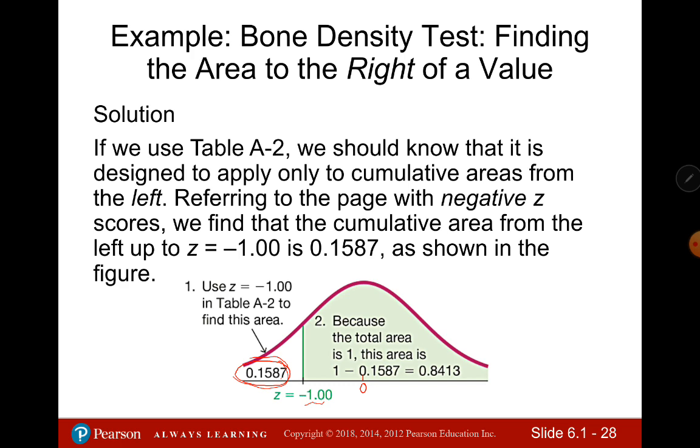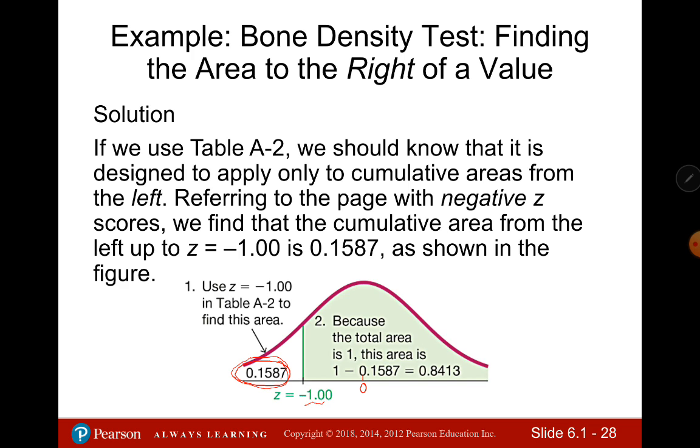After that, we should ask ourselves a question: is that area the part we are interested in? Check the curve, check the graph here. We are actually interested in the area to the right, but this time the area we get directly from the table is the area to the left. Remember, the Z table always gives you the area cumulative to the left. So how should we get the area to the right?